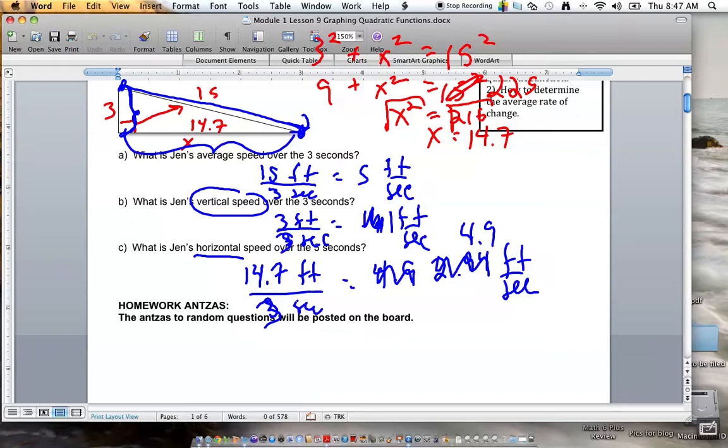Yes? I just want to know how you found the length up there. The 14.7? No, in the question. It said 15. I just want to know how. Oh, this, it said it up there. It said that the length of the ramp is 15. So it's like that.